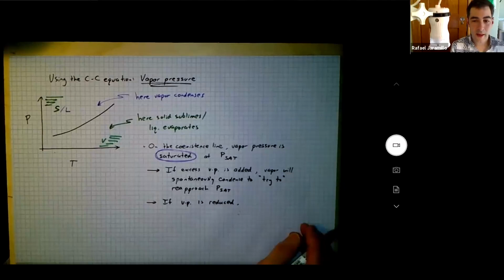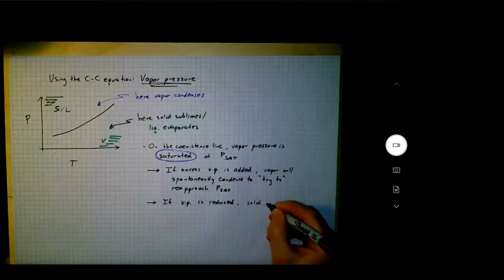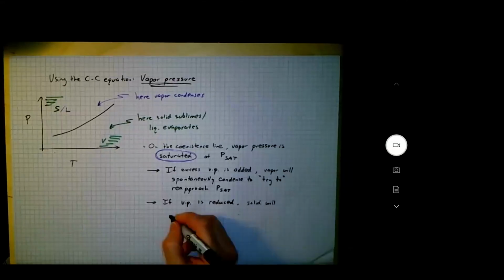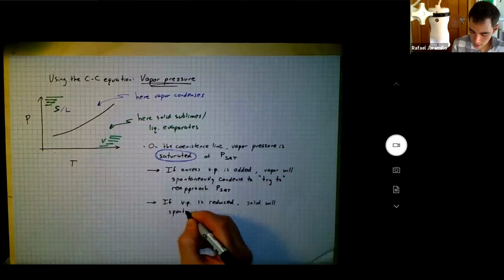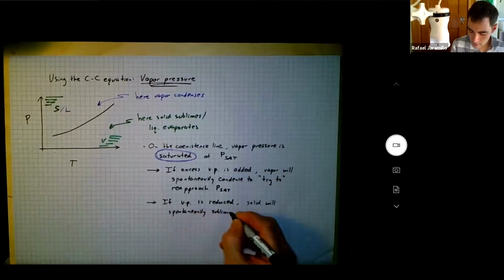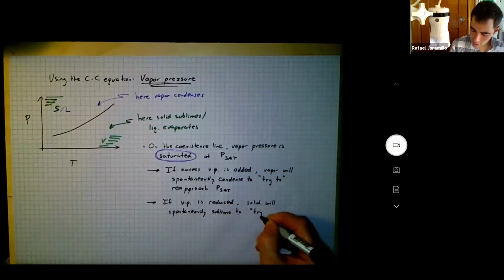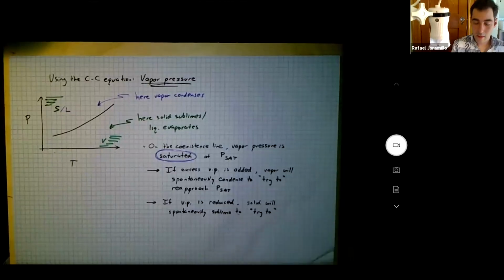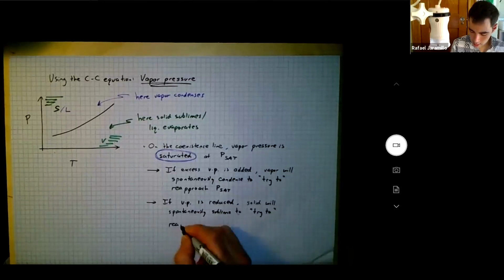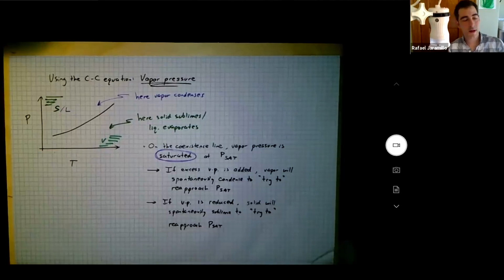Likewise, if vapor pressure is reduced, let's say you hook it up to a vacuum pump, what will happen? Liquid will evaporate. Solid will, I'm going to use the case of the solid, but you're right. Spontaneously sublime to, again, in air quotes, try to reapproach saturation vapor pressure.